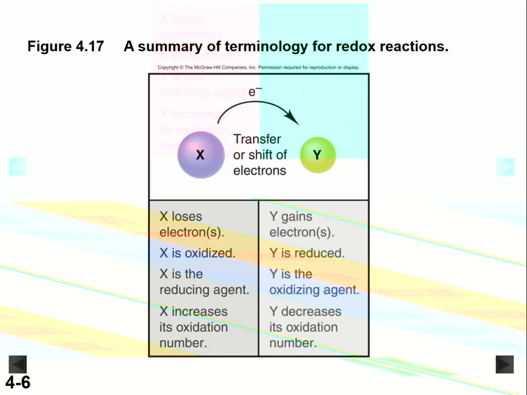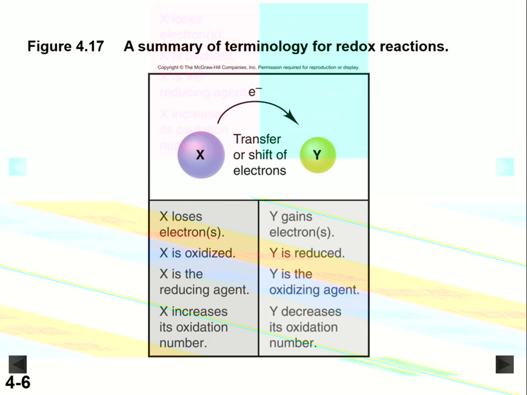So here's a summary of the idea of a redox reaction and the terminology that we use. In this case, X might be a metal and Y might be a nonmetal. The electron shifts from the metal to the nonmetal. We would say that X, the metal, loses electrons. X is also, we say, oxidized. It is the reducing agent since it reduces Y. X increases its oxidation number. So it goes from a value, maybe starts off at 0, and becomes a more positive value.